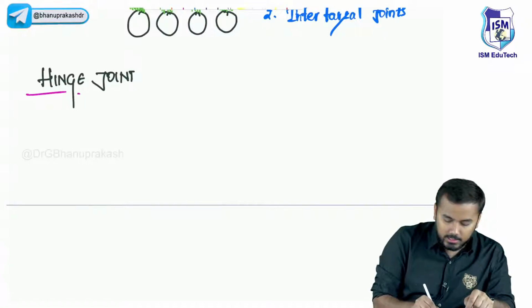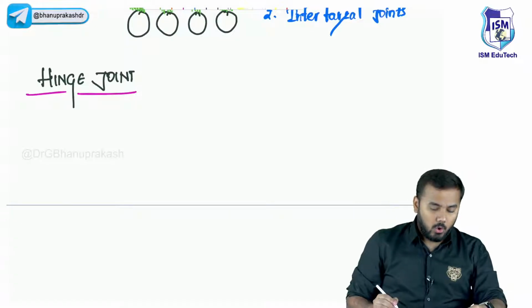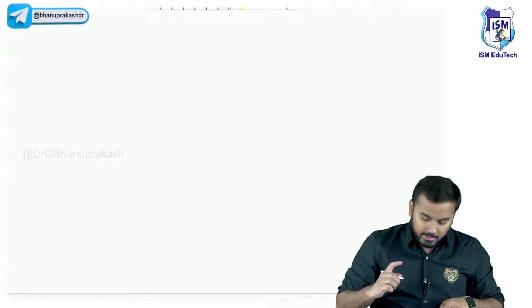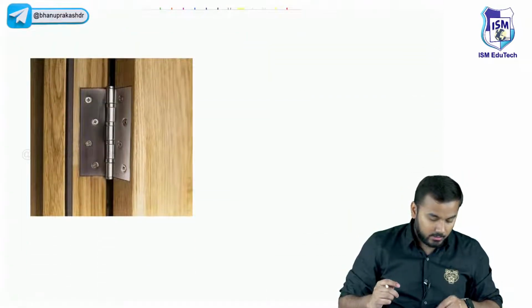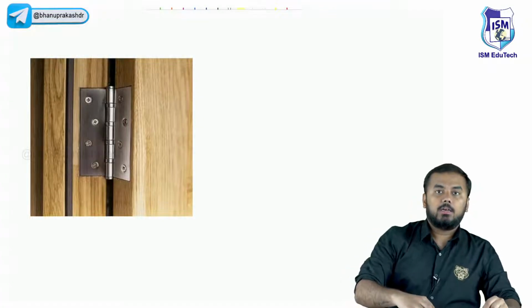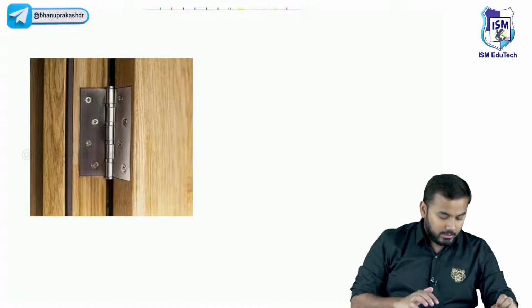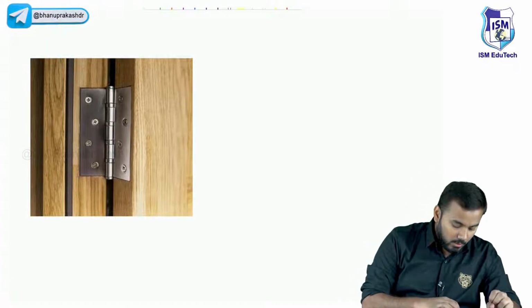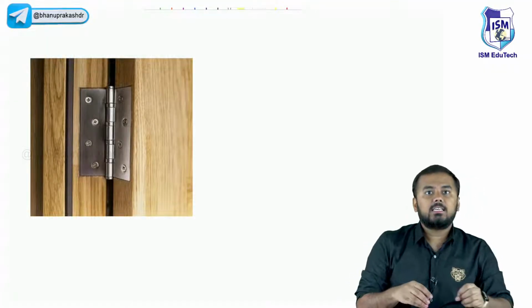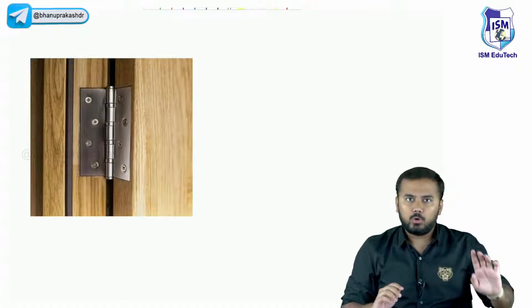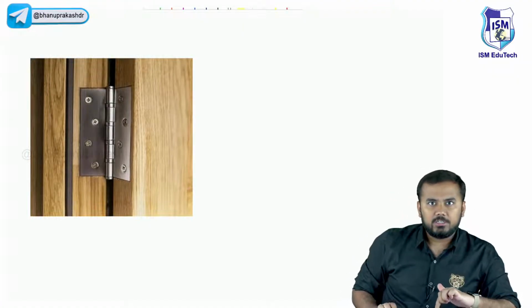What is this hinge joint, right? So all of you, can you look at the hinge here? Listen carefully about this hinge joint. You can look at this hinge joint now, right? All of you know that this is the hinge of the door, right? Doors have got hinges, right?